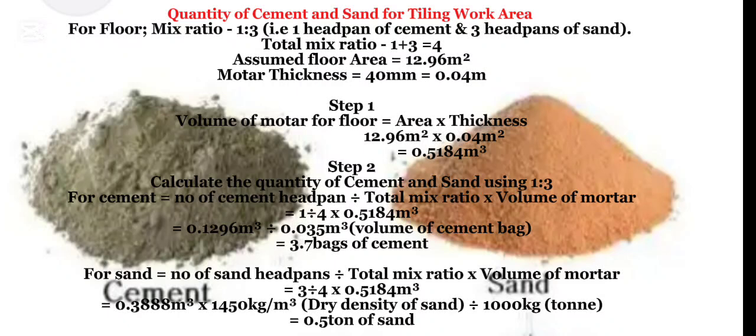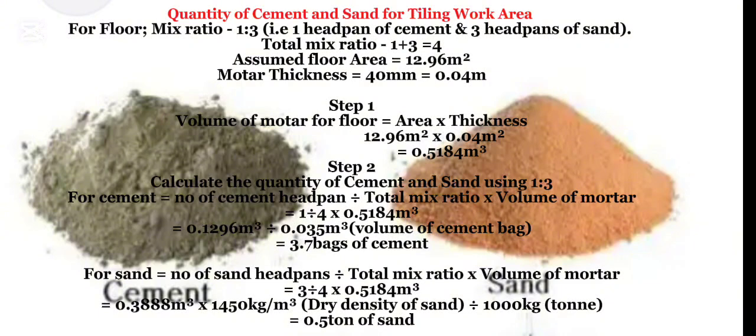Moving on to step 2 is calculating the quantity of cement and sand using the mix ratio, which is 1:3. Now, to determine the number of bags of cement needed for this particular work area, the formula is number of cement earth-pans divided by the total mix ratio multiplied by the volume of mortar, and inputting those figures into the formula, all we will have is 0.1296 cubic meter.